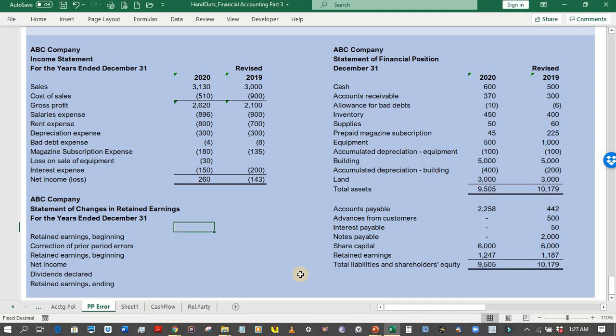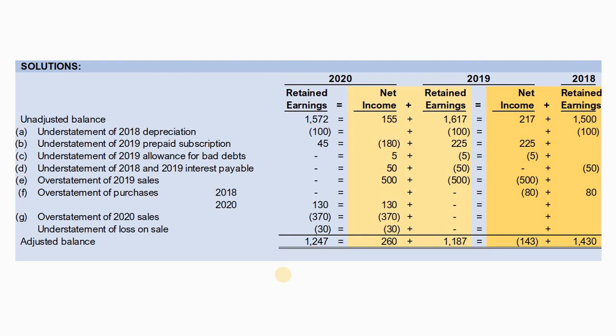So now let us prepare the statement of changes in retained earnings. So these are our labels. So let us start with 2020. So the retained earnings beginning in the first item is the unadjusted balance of retained earnings in 2020. So that is 1,617. And based on our table, it is taken from the ending retained earnings in 2019, which is the unadjusted balance. Of course, this is the unadjusted beginning retained earnings in 2020.